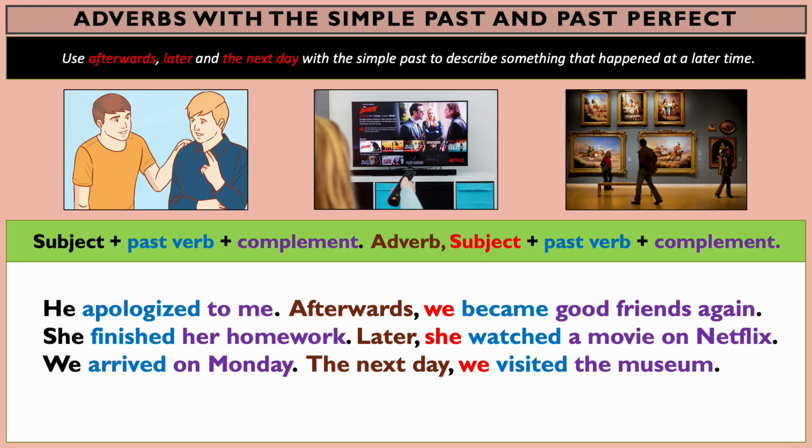Number three, we arrived on Monday. The next day, we visited the museum. In this case, we traveled to another city or another country and we arrived on Monday. And the next day, which is Tuesday, we visited the museum.